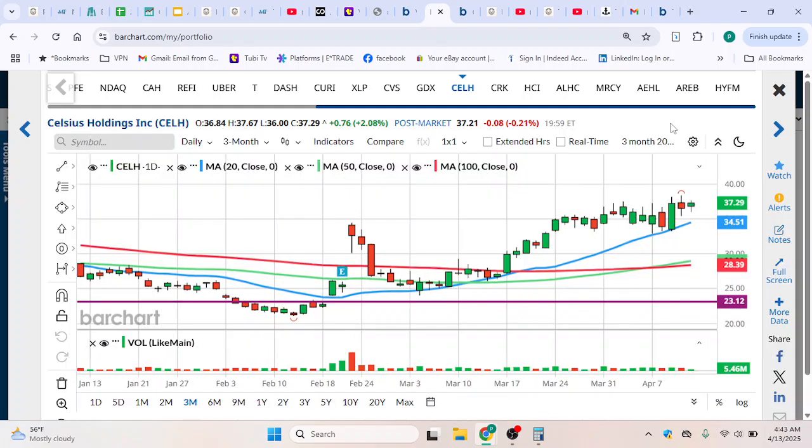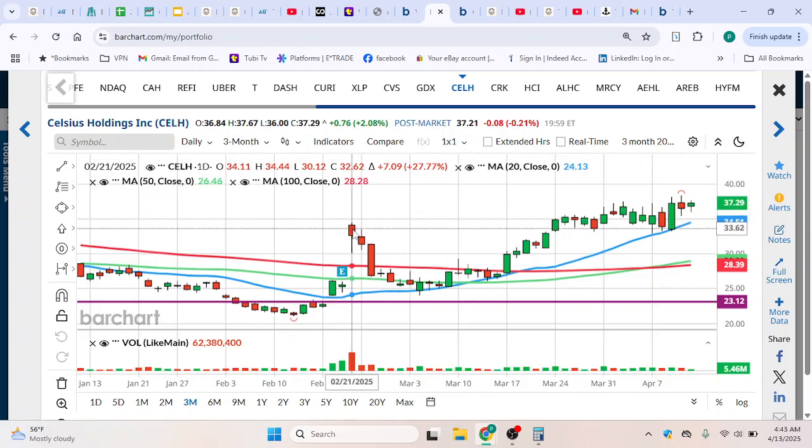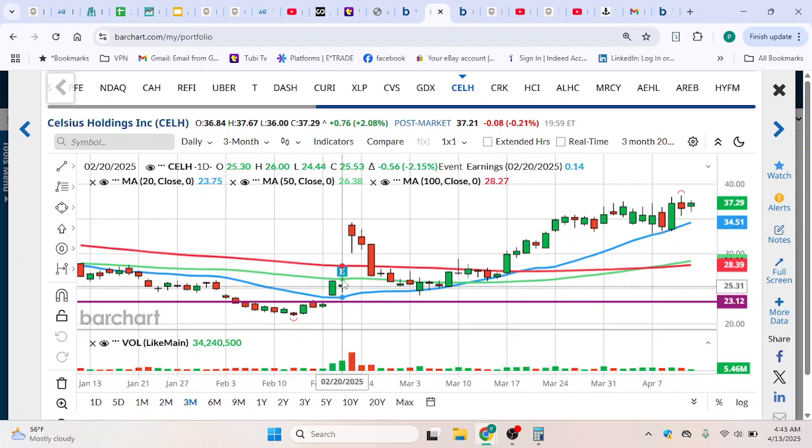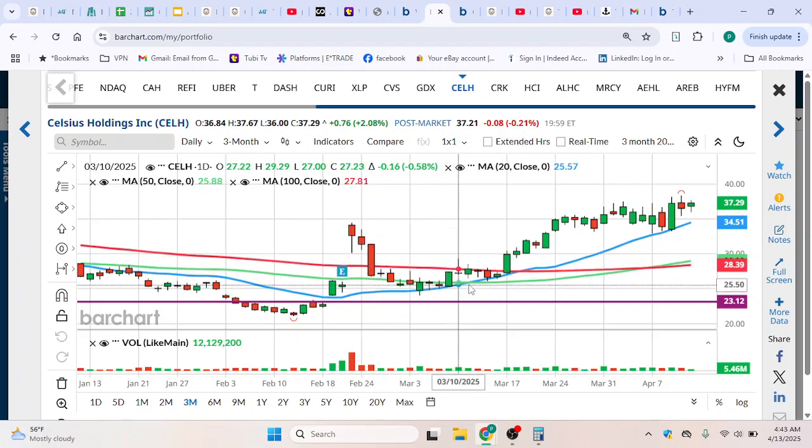Celsius is another idea I like. This pattern, if I could draw a line, which I'm not going to, but I'll just do it with my cursor. Good reaction to earnings. After earnings, it did sell off, but held this level, which is essentially a higher low than this level.